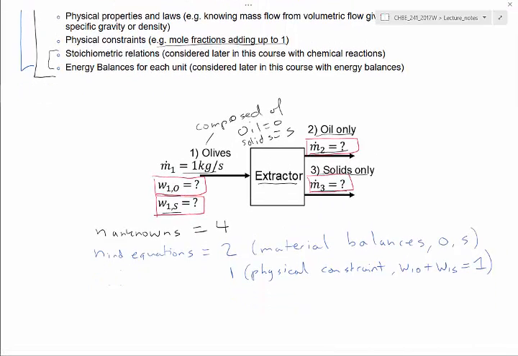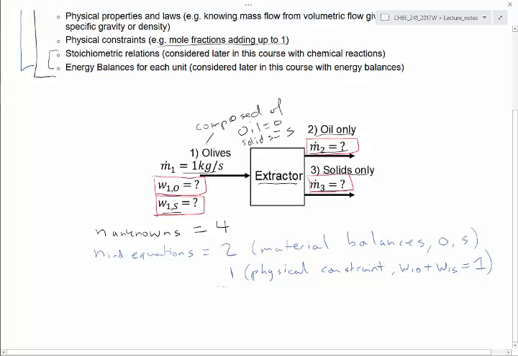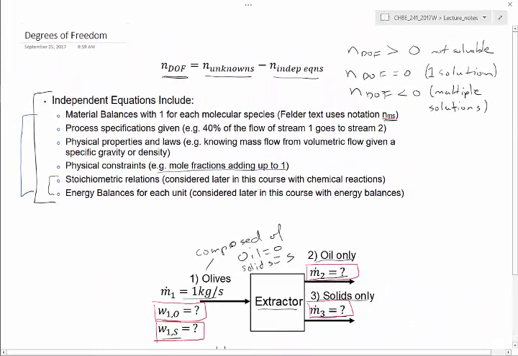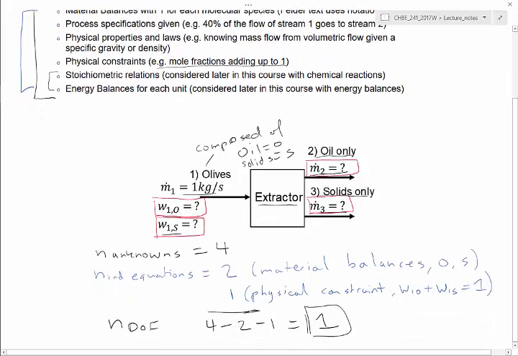So here, what I'm going to find is that my degrees of freedom are going to be 4 minus 2 minus 1 equal to 1. And if we look back at our definition for degrees of freedom, we see that if they're greater than 0, the system is not solvable.